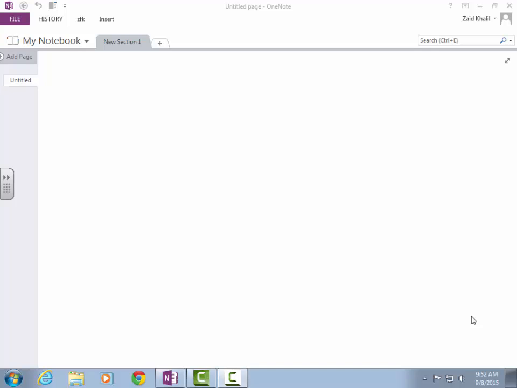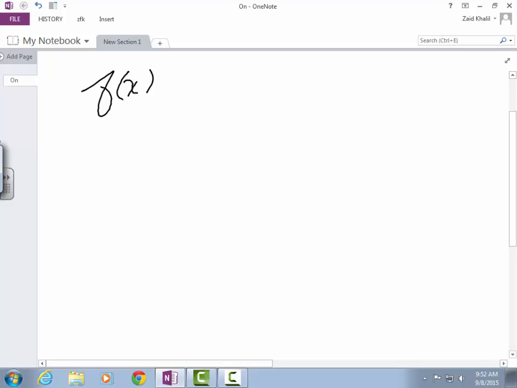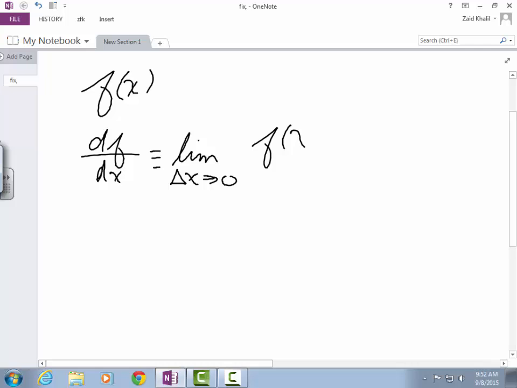Okay, well that's a graphical definition, but in terms of the formal definition, it is, if I have some function f of x, right? I want to know what its slope is, or what df dx is. And it's defined as some limit as delta x goes to 0 of the difference function.